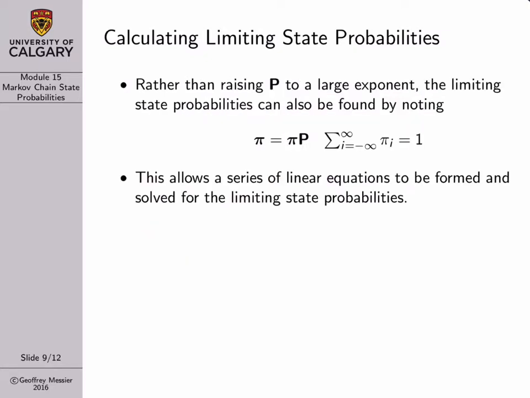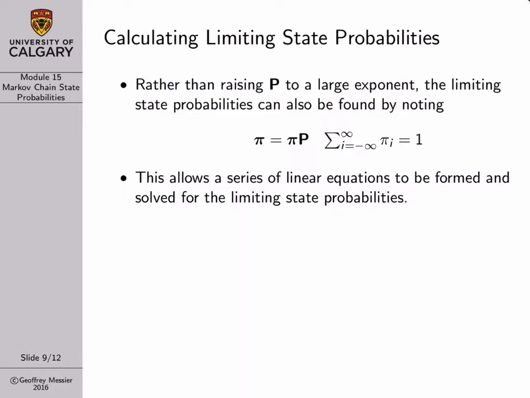So we've seen that one way to determine the limiting state probabilities is to just take our probability matrix and raise it to a large exponent. And that's a good method, particularly if you have access to MATLAB or some kind of scientific computing package. But depending on the size of your Markov chain, it might be a little cumbersome. So there is a second way, and you can find the limiting state probabilities just by solving a system of linear equations. So the system of linear equations can be found by making 2 observations.